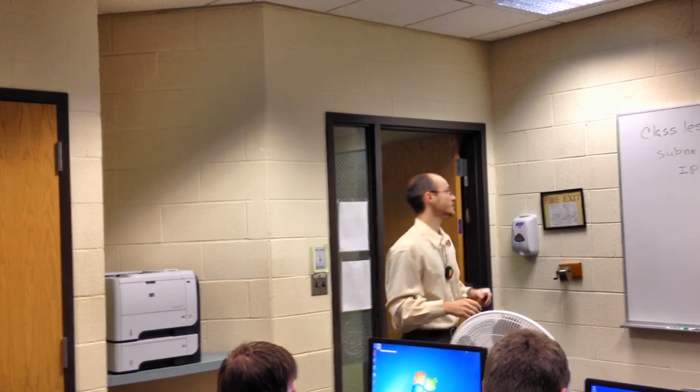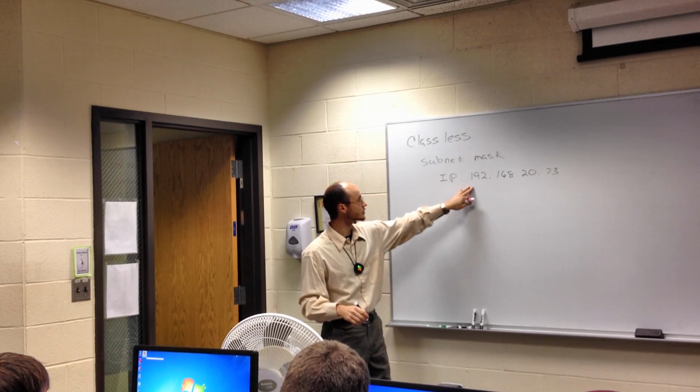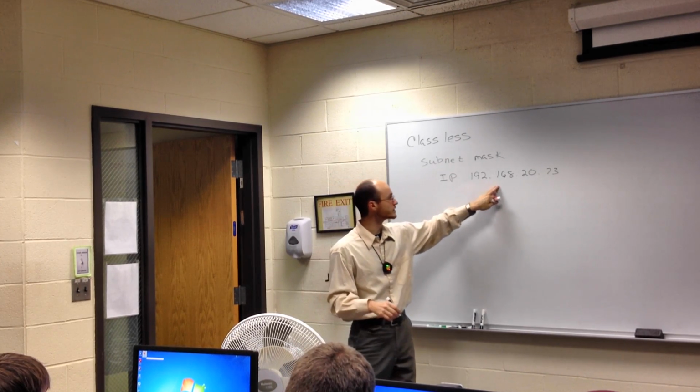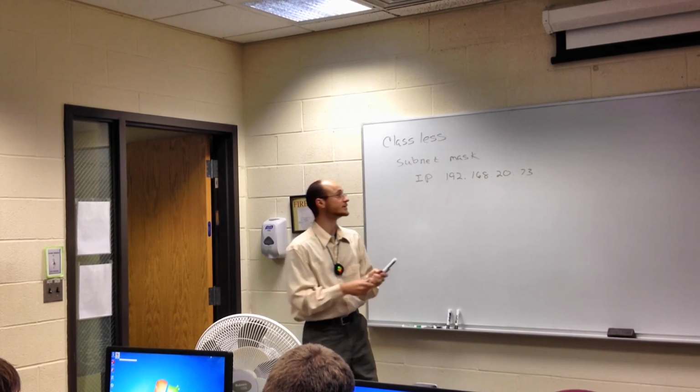192.168.20.0. That's correct. So the network address, if all you're given is this particular IP address, you would tell me it's 192.168.20.0. But what if I give you this?